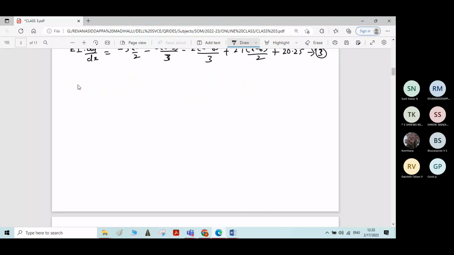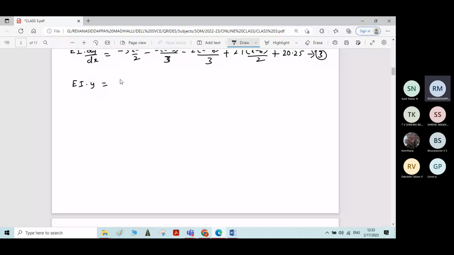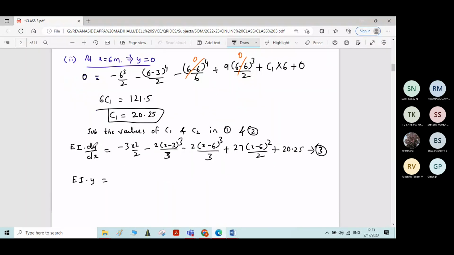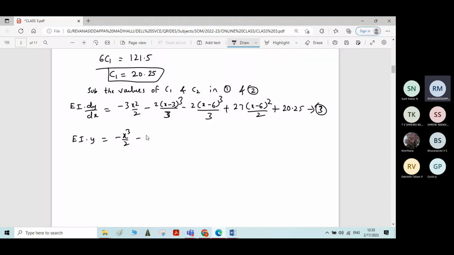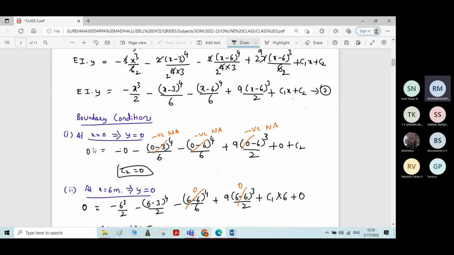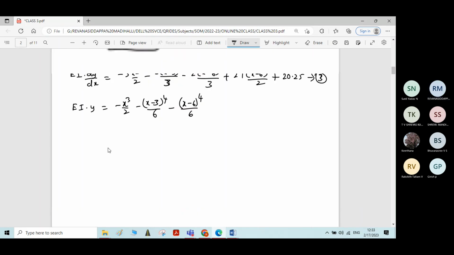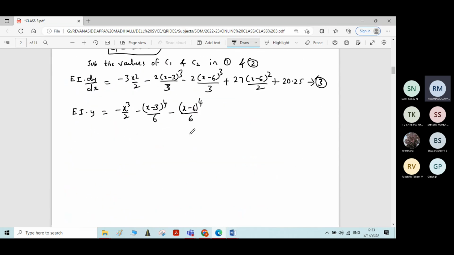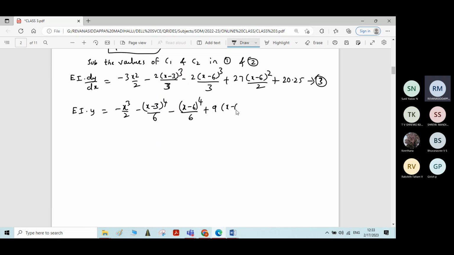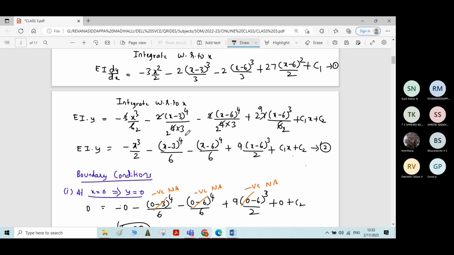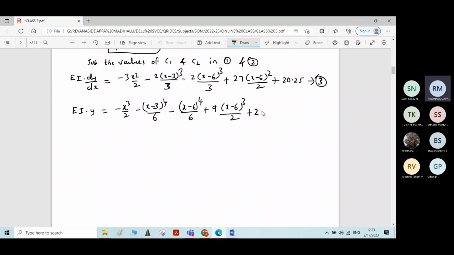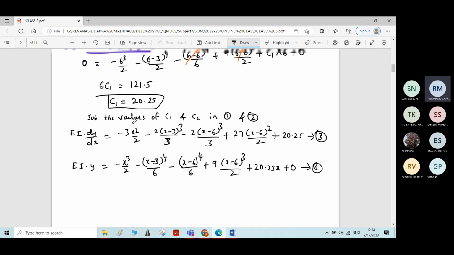EI into y is equal to minus x cube by 2, minus (x minus 3) to the power of 4 by 6, minus (x minus 6) to the power of 4 by 6, plus 9 into (x minus 6) whole cube by 2, plus C1 x, which is 20.25 x, plus C2 which is 0. Call it equation number 4. So these two equations are the equations for slope and deflection.